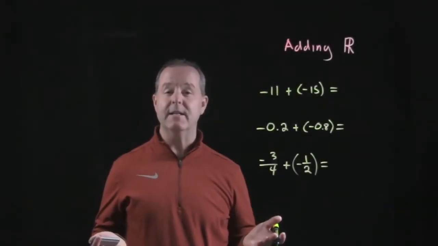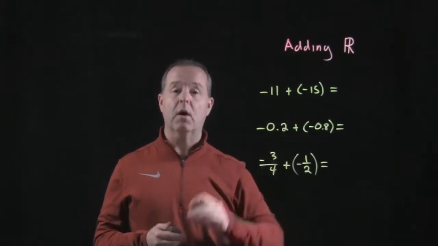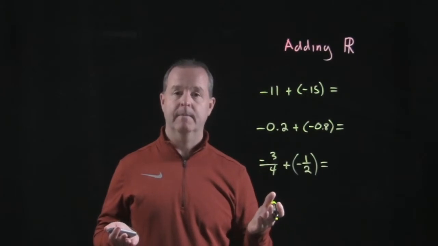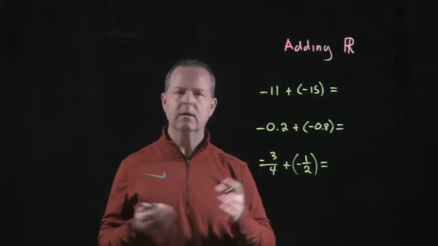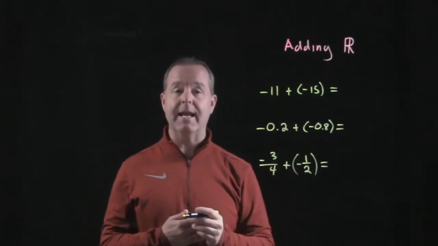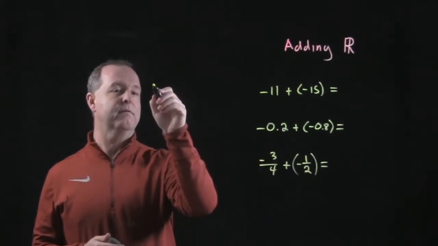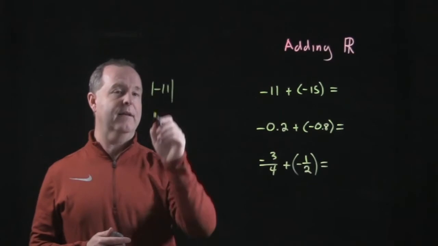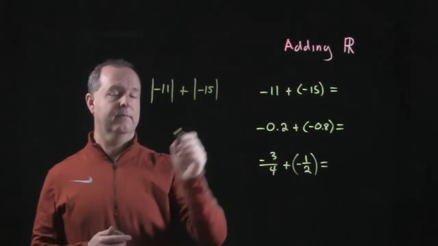Now, when we're adding numbers, one way you can think about it is if the numbers are the same sign, add the absolute value of that number and then keep the sign. What? All right, well, for example, negative 11 plus negative 15. We can look at that as the absolute value of negative 11 plus the absolute value of negative 15.